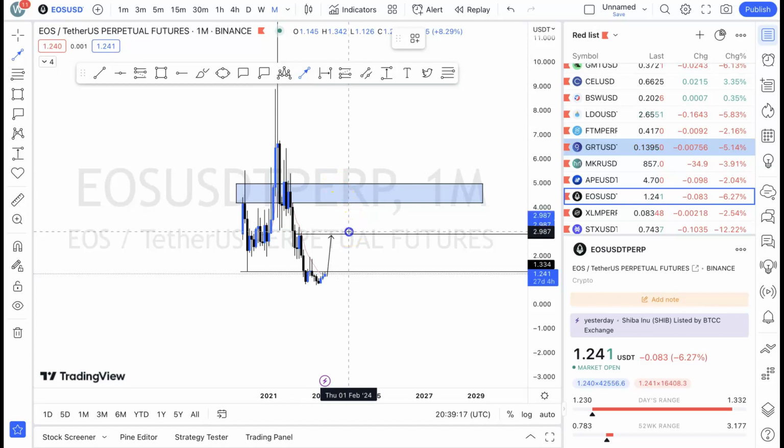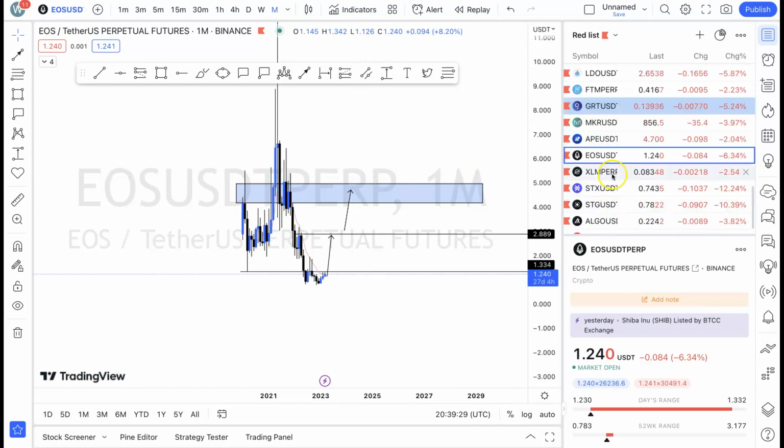Of course, these are spot predictions, not futures. Futures is a lot more technical than this. You can't just enter a futures trade like that, right? So that's for EOS.